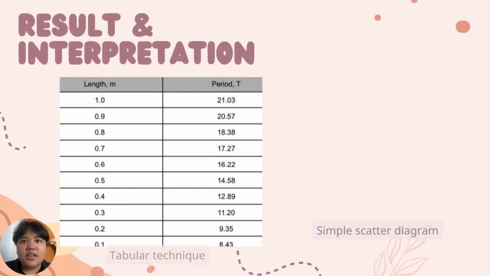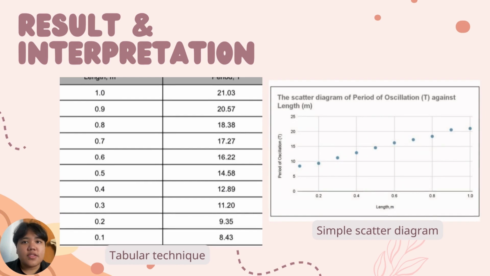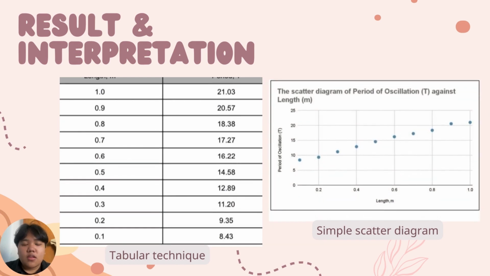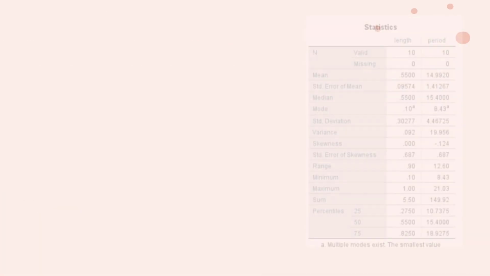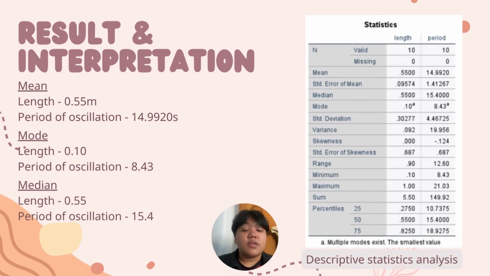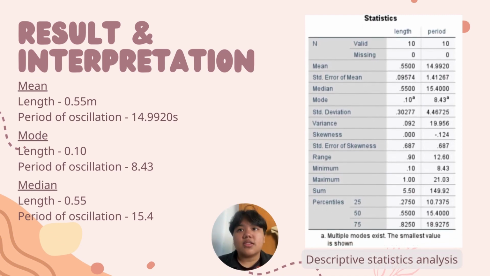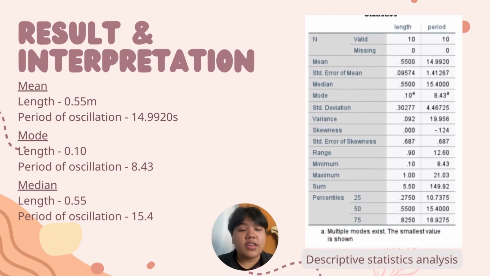Hi, I'm Alexandra and I'm going to talk about the result and interpretation. The data that we have is in tabular technique, as you can see in the table, and the second one is graphical technique. As you can see in the graph, there is a simple scatter diagram. Based on the IBM SPSS application, this is the descriptive statistic analysis that we get.